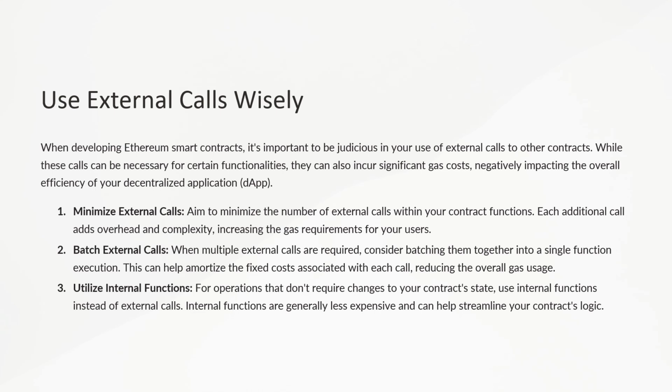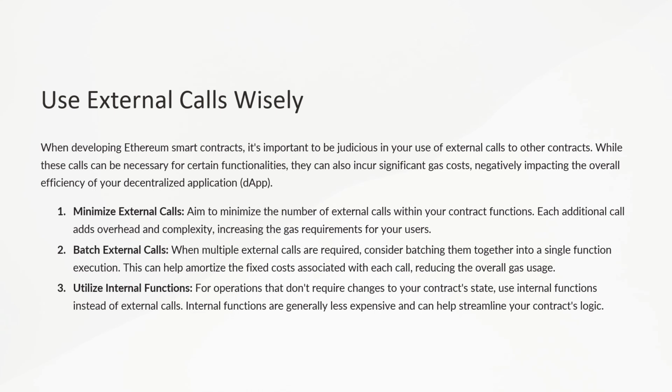When multiple external calls are required, consider batching them together into a single function execution. This can help amortize the fixed cost associated with each call, reducing the overall gas usage. For operations that don't require changes to your contract state, use internal functions instead of external calls. Internal functions are generally less expensive and can help streamline your contract's logic.